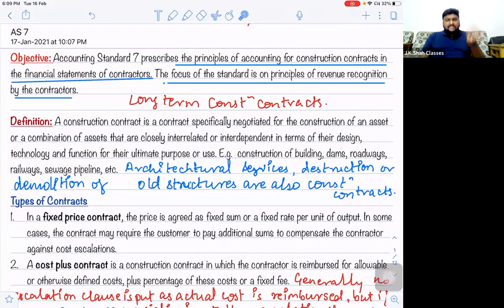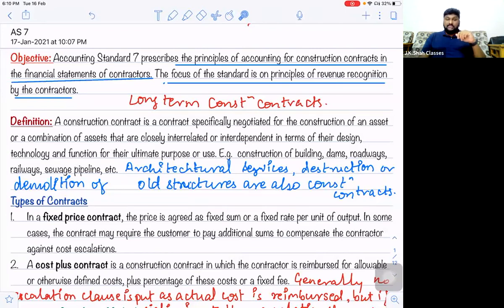So an architect is required when a building is constructed. An architect is required for construction of various assets. Say, for example, a metro railway station is to be designed. So definitely an architect will be required to design that metro rail station. So those architectural services are directly related to the construction of the asset. So those architectural services are also called a construction contract.